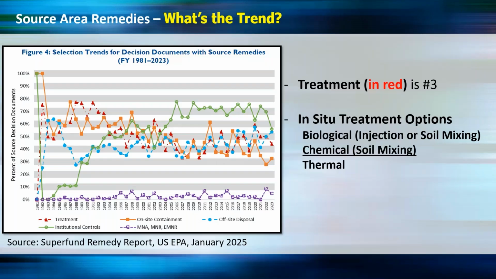And finally, we're going to talk about another source area treatment remedy, and this is going to be soil mixing using chemical amendments. Once again, that treatment option is in red, and we're going to use that underline here. We're going to use chemical soil mixing at this third and final site.